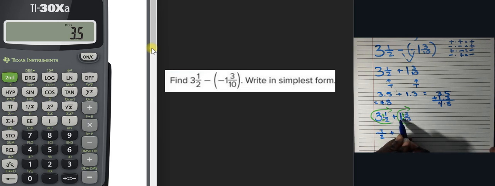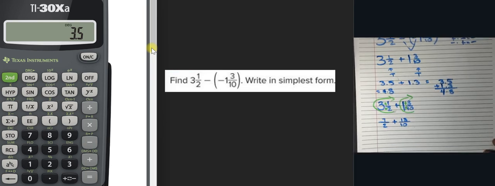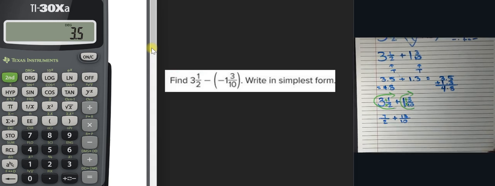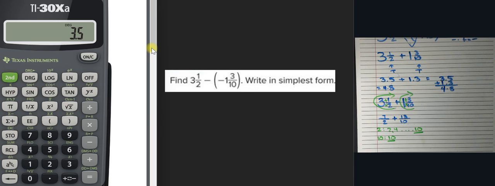Plus 10 times 1 gives me 10. 10 plus 3 gives me 13. So we have 13 tenths. Now what we need is a common denominator, right? So in order for us to find that, we need to find our multiples of 2s and 10s, okay? So if we're counting by 2s, we can go 2, 4, until we get to 10, right? And here, we're going to start with 10. So our least common multiple is going to be 10.